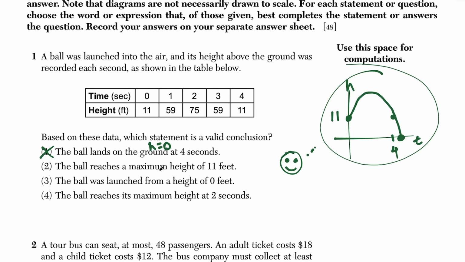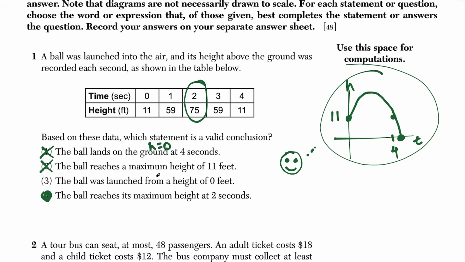2, the ball reaches a maximum height of 11 feet. Well, notice that as time goes on after the launch, the height of the ball increases, and it appears that the maximum height of the ball is 75 because this is the time where the ball makes the turn here, and it goes from a height of, let's say, 59 to 75, but then it starts to drop back down to 59, then 11. So the maximum height is looking like 75, which happens at 2 seconds, not what's happening here in choice 2. So 4 is looking good, but I'm just going to eliminate this choice as well here to see why is this no good.